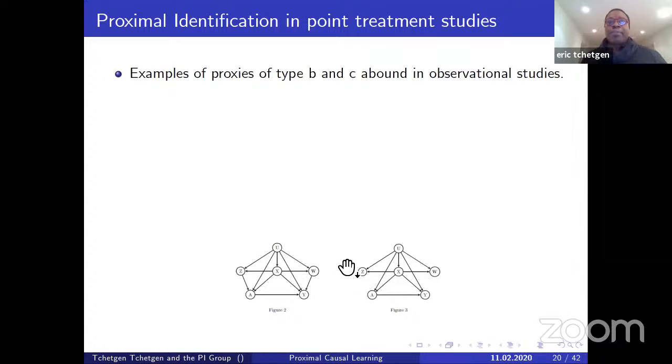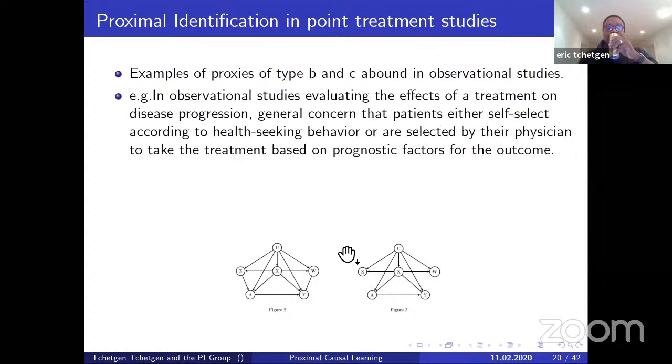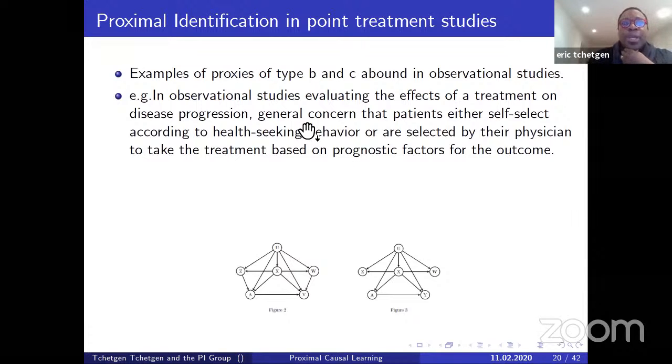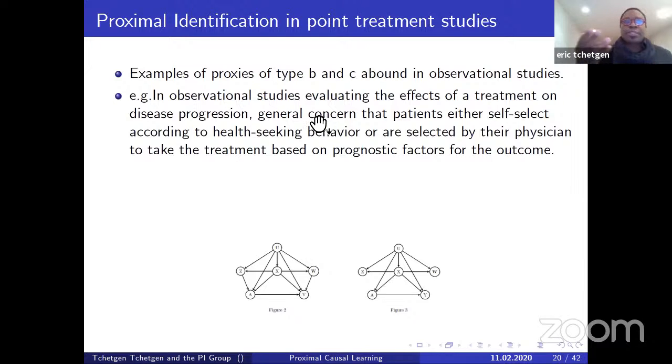Examples of proxies of type B and C abound in observational studies. I'm going to give a few very quickly. As I said, in observational studies evaluating the effects of a treatment on disease progression, the general concern is that patients either self-select according to health-seeking behavior or are selected by their physician to take their treatment based on prognostic factors for the outcome.